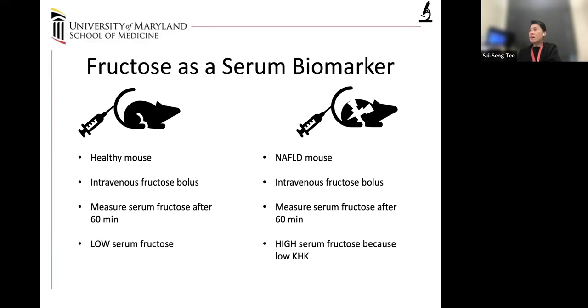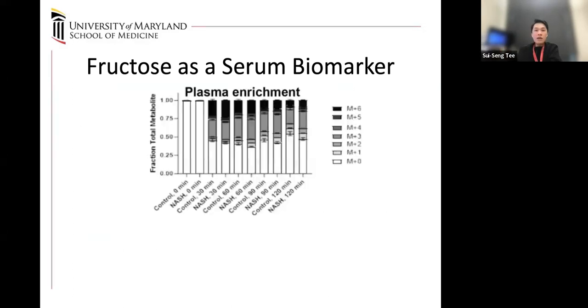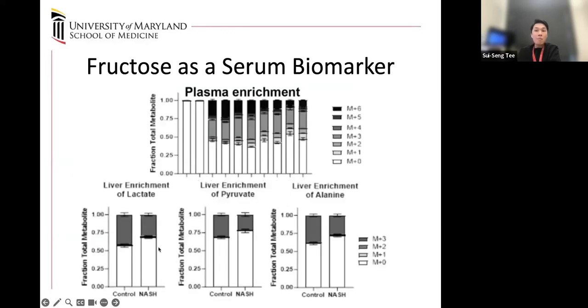So the hypothesis is that if the liver is injured, you will see much more fructose floating around because the liver is metabolizing much less. This is exactly what we see. When we use mass spec to measure fructose in the blood, using a carbon-13 labeled fructose again, we can see that there's much more circulating fructose left in NASH mice. So when the liver is injured, there is more fructose floating around because the liver breaks down much less fructose.